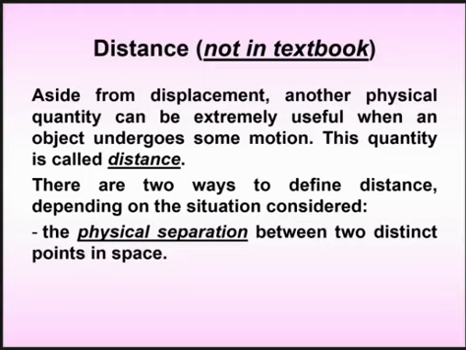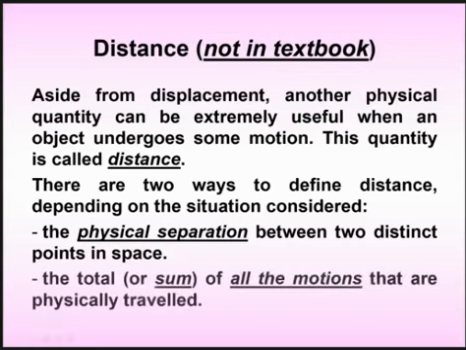By the way, if two points are not distinct, what are they essentially? Thank you. So the distance is what? Yeah, the distance between something and itself is zero. Perfect. The other way is if something is moving: the total, or sum, of all the motions that are physically traveled. Those are the only two ways to define distance, depending on whether there is motion or not. We're going to be using both ways because we will run through different situations.